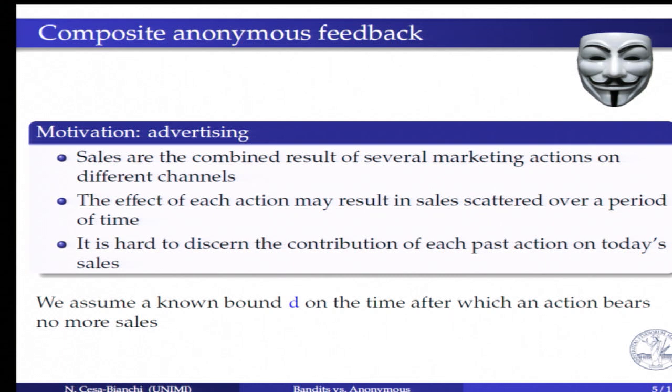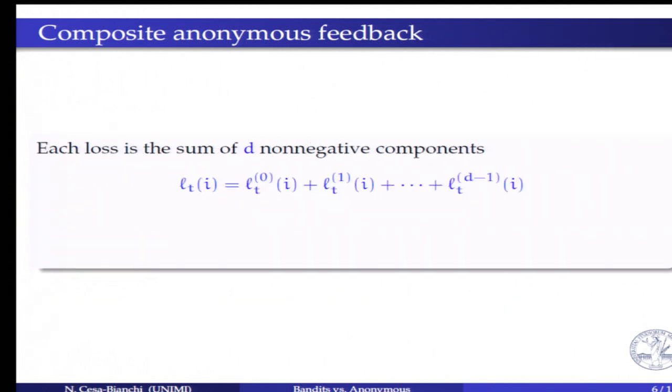The only thing we assume is that there is some known bound D on the time after which your action will bear no more difference in the sales. So there is some limited horizon after which actions have exhausted their effect. More formally, we want to model this as follows. We think of the loss of an action at a given time step as a sum of contributions that are adversarially decided, and they are also scattered over time, over the next D time steps.